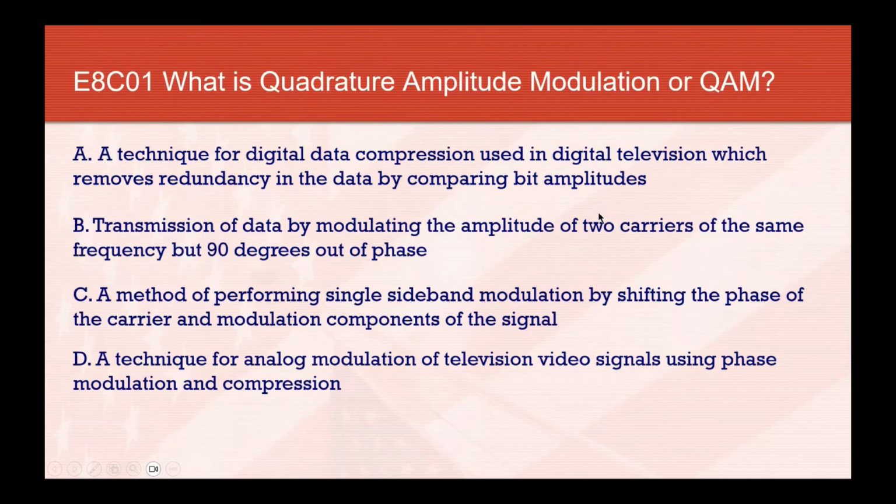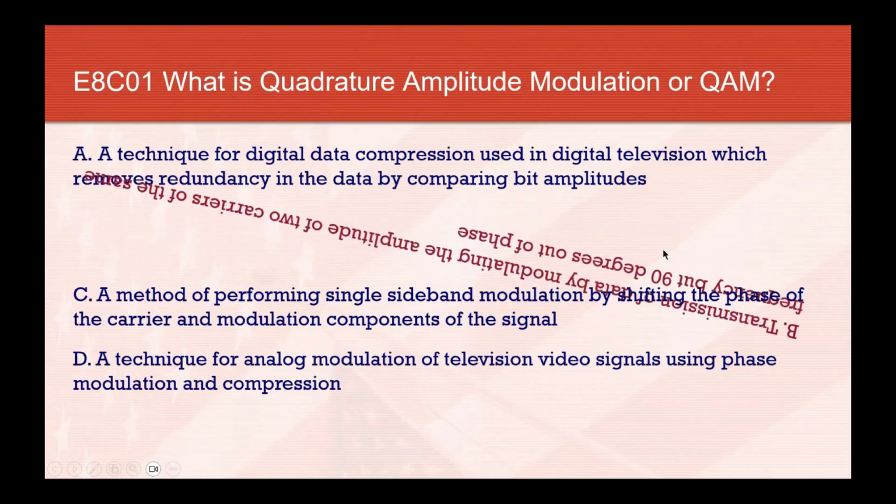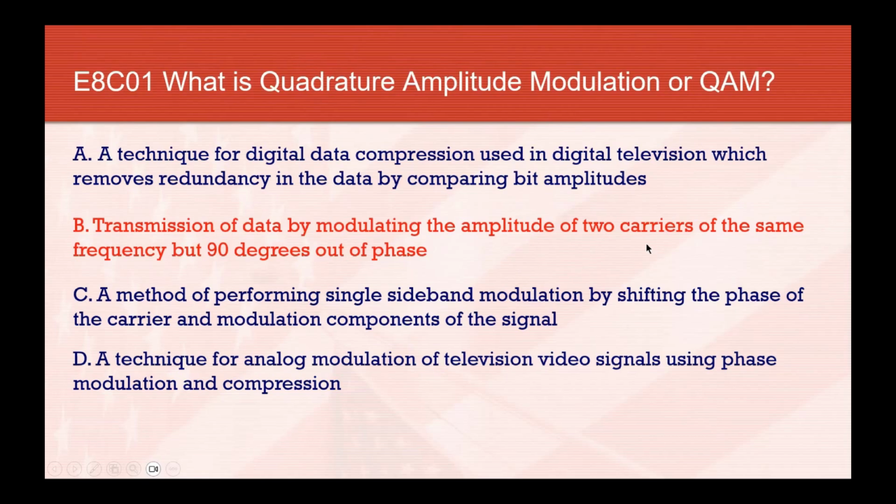What is quadrature amplitude modulation? QAM. Quadrature should be a key there. We're talking about angles and 90-degree things. Transmission of data by modulating the amplitude of two carriers of the same frequency, but at 90 degrees out of phase. Quadrature amplitude modulation: we're actually changing the height of the wave that's going out, which is the amplitude portion.